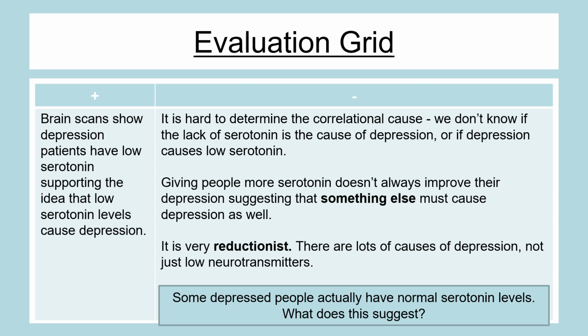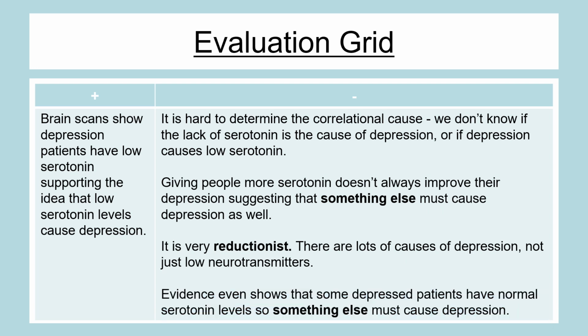And finally, some depressed people actually have normal serotonin levels. Well, if you've got normal serotonin levels and you're still depressed, clearly something else is causing your depression. So it's not a bulletproof theory as to why people become depressed.